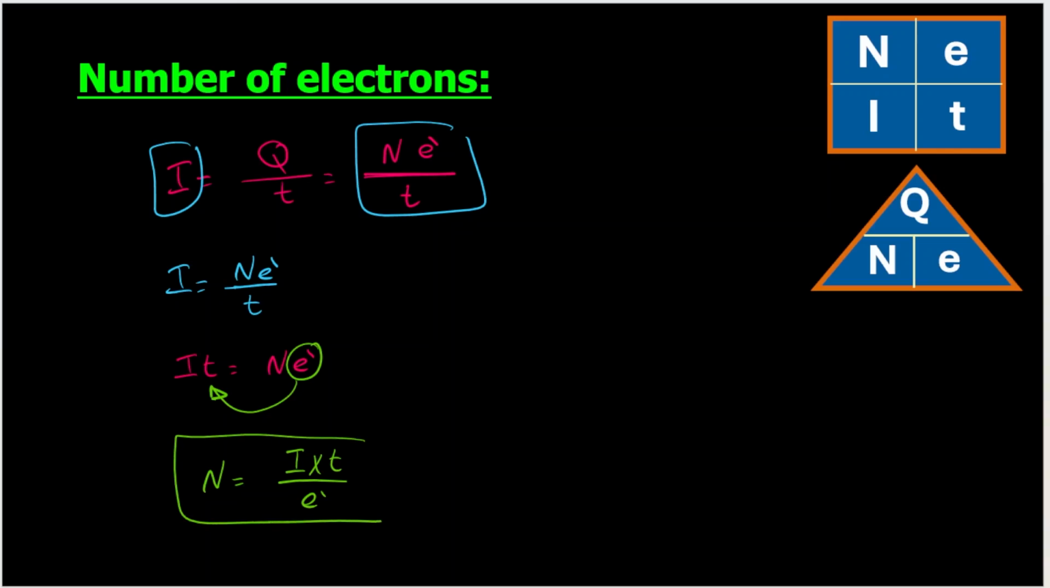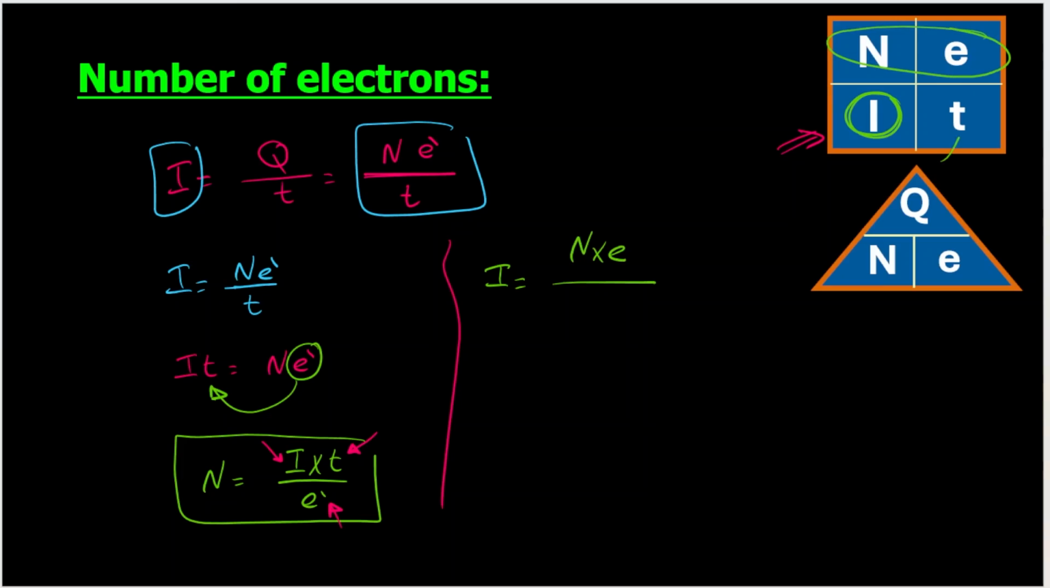So we can calculate the number of electrons just by multiplying the current intensity times the time divided by the charge of the electron, like in this formula. How can you use this formula? Just cover I, and you write the other two first: N times E divided by T. What if you want to find T? Then you cover it first, and you multiply N times E divided by I.